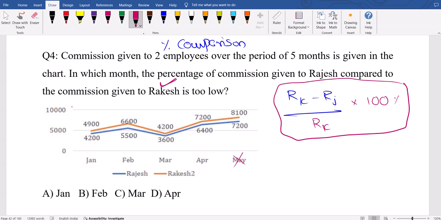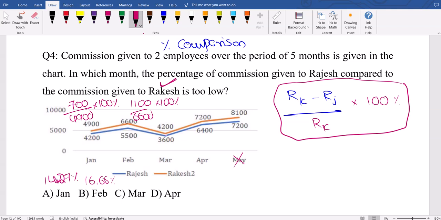Difference is 700 divided by yellow. Okay, this is 1 by 7, 100 by 7, which is 14 percentage. Here 1 by 6. 1100 divided by 6600 means 1 by 6. 1 by 6 means which is 16.66 percentage. This is 14 point something. This is 14.27 in fact.